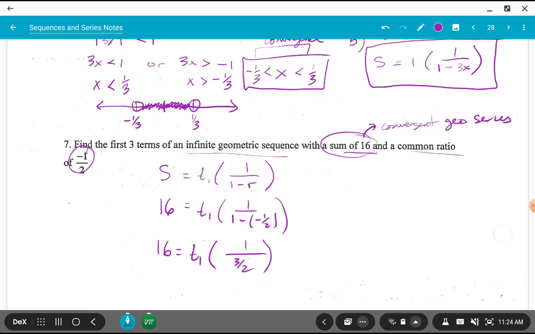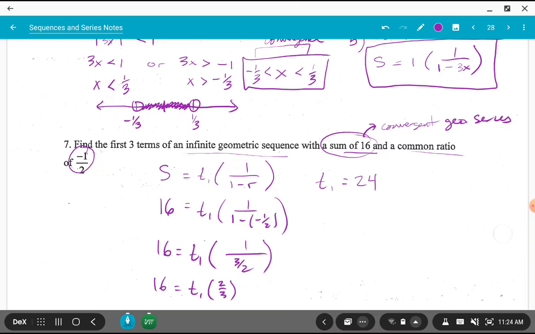Since we are bringing that 3 halves over to the other side, we can say 16 equals t sub 1 times 1 divided by 3 halves, and that's the same thing as multiplying by 2/3. From there, if you solve for t sub 1, multiply by 3, divide by 2, we will get a t sub 1 value of 24. We're going to get 24 for t sub 1.